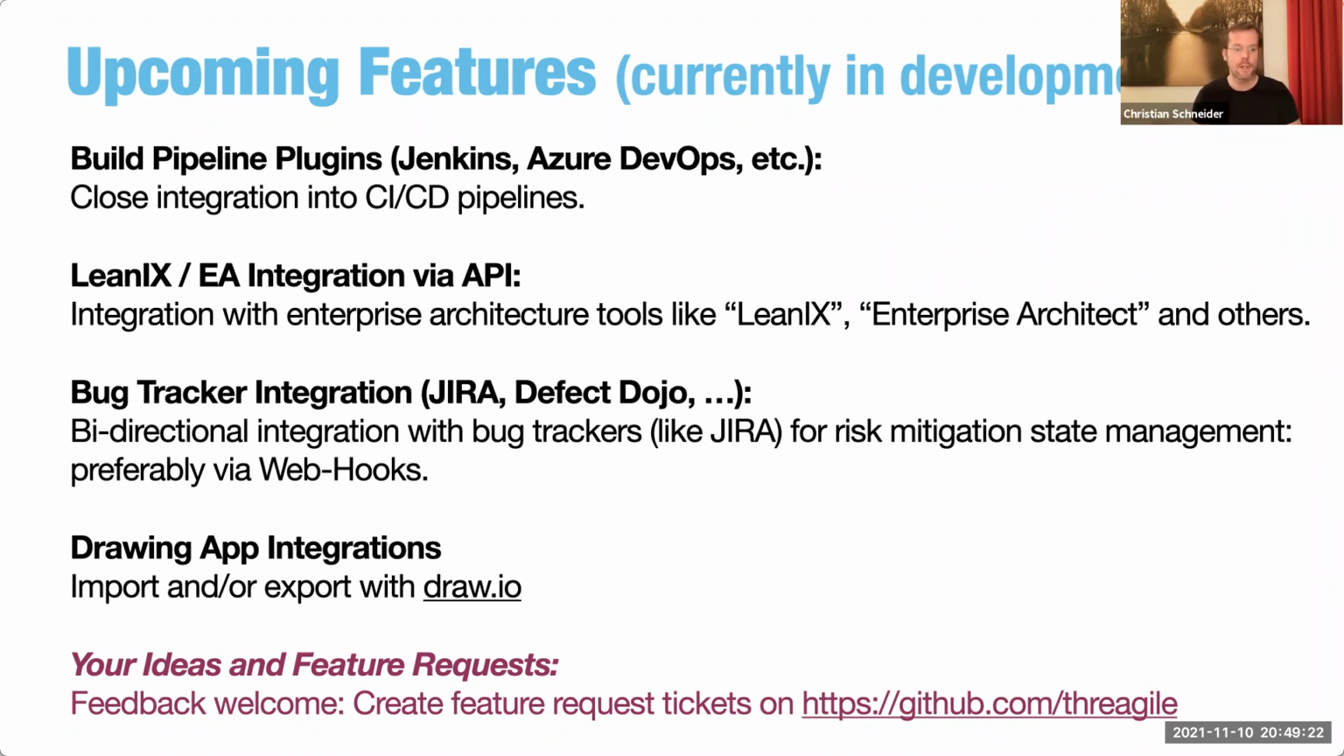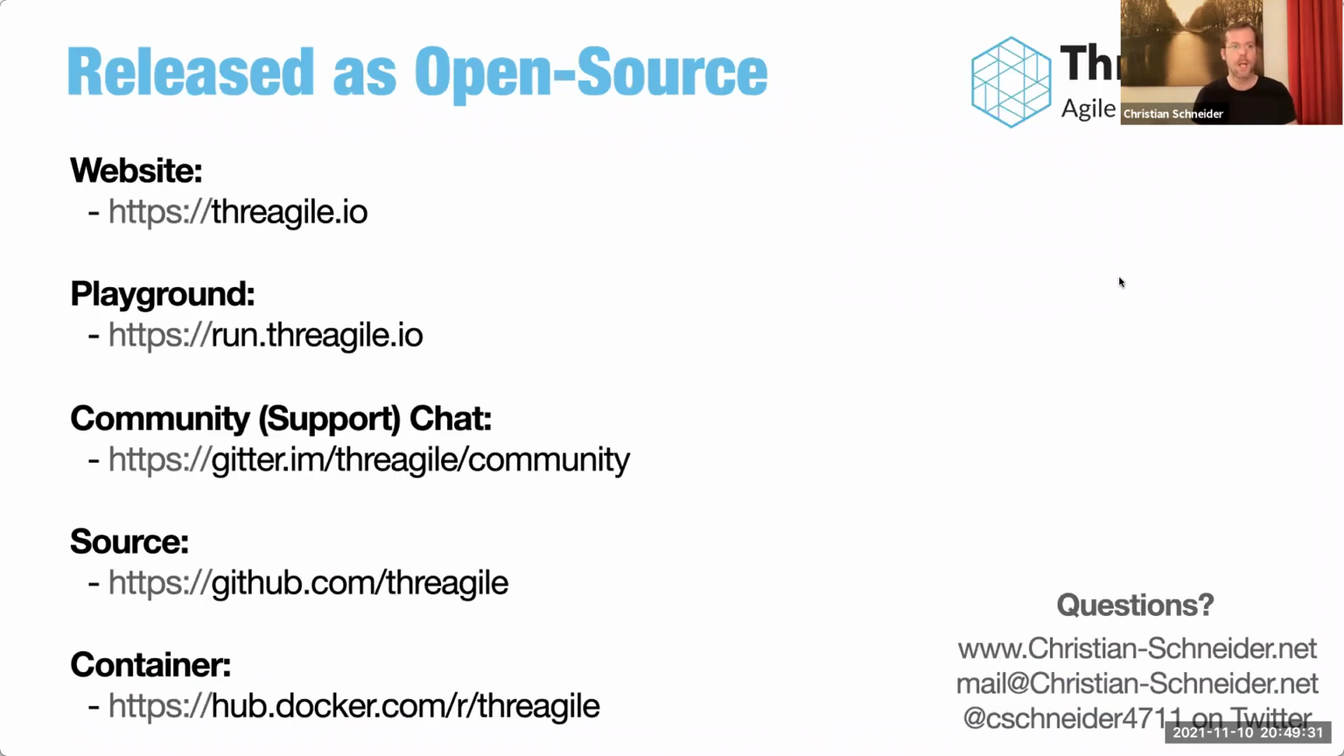And more. If you have any feature requests or ideas, feel free to provide them on the GitHub repo so we can discuss what should be implemented first. Definitely very nice. And as said, it's released as open source, MIT license, website Threagile.io.